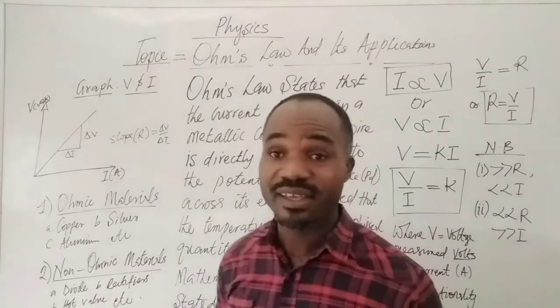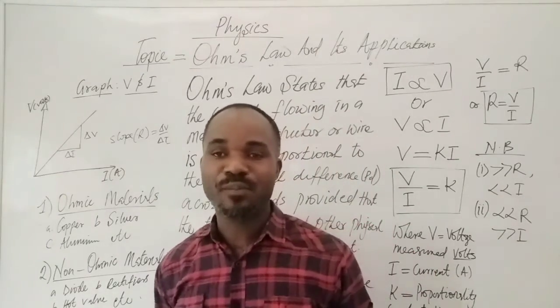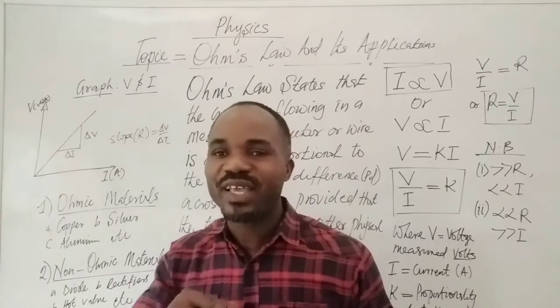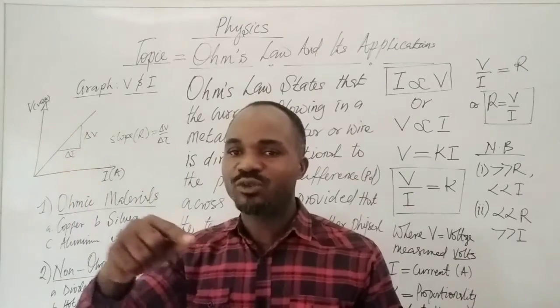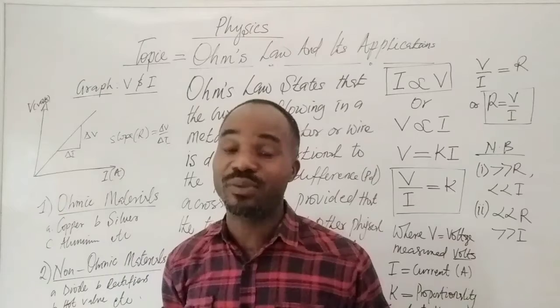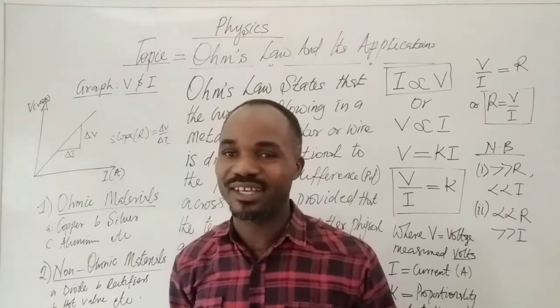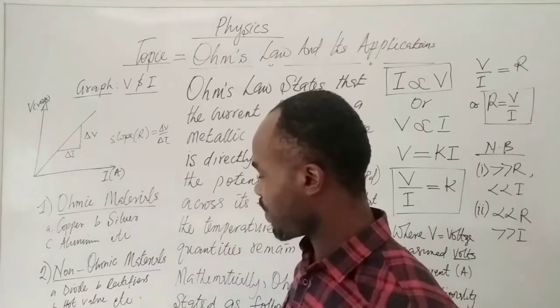It means if these materials are used in experimenting Ohm's law, they will not give a straight line relationship. They will give a kind of curve, a straight line and then a curve. So they won't give a perfect straight line relationship, and that is why they are referred to as non-ohmic materials. All right, so that is it.